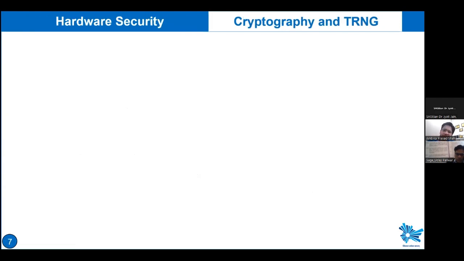Second thing is the true random number generator. Hope I have some five minutes to finish it. Let me finish in the next five minutes.